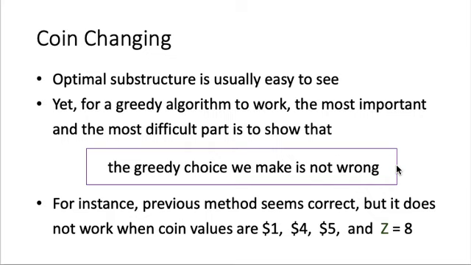Now in the previous example, the method seems to be correct. So trying to get the largest possible value each time repeatedly until we get the total amount. But consider the following example. Suppose that in a different country, the coin values are not like 1, 2, 5, 10, but it has only 1, 4, and 5. So we have just 3 types of coins. And the total amount Z that we want to get is 8.